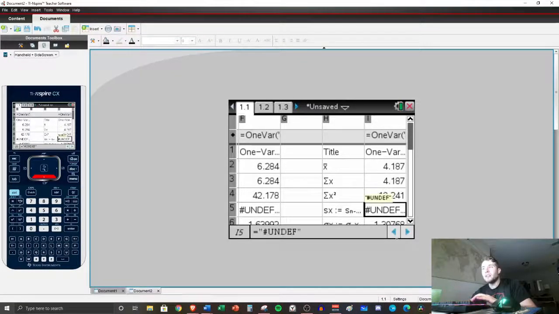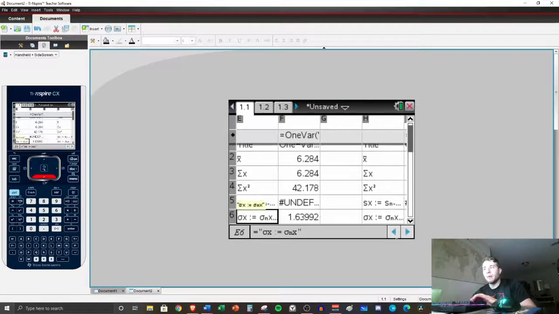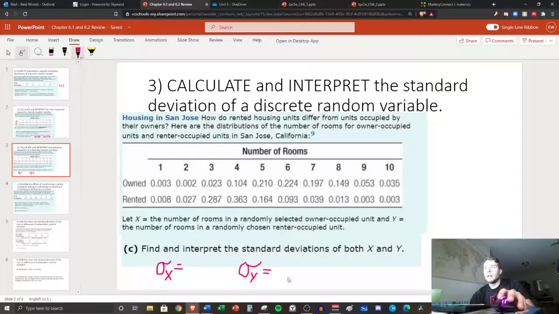Now our standard deviation normally would be s of x, but we notice our standard deviation is going to be down here. So we're going to round it to 2 places. 1.64 for the owners.